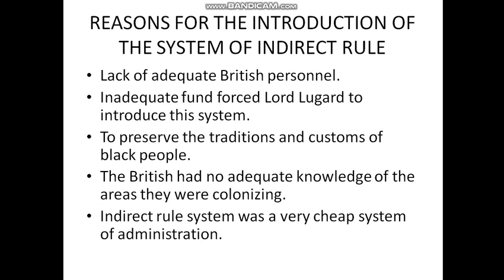The indirect system was a very cheap system of administration, like I said. It's the cheapest so far because a lot of resources would not go into it. The traditional rulers they were using to carry out the project were more or less not even paid. Next slide. I hope we are following.